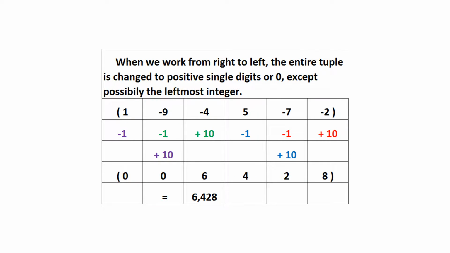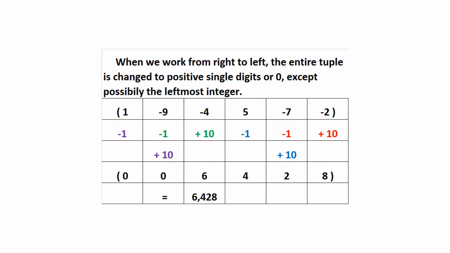When we work from right to left, the entire tuple is changed to positive single digits or 0, except possibly the leftmost integer, which can have more than one digit. Now, the negative 2, we added 10, and that gives 8. But we've got to take away 1 in the next column to the left. That's also a negative 8.